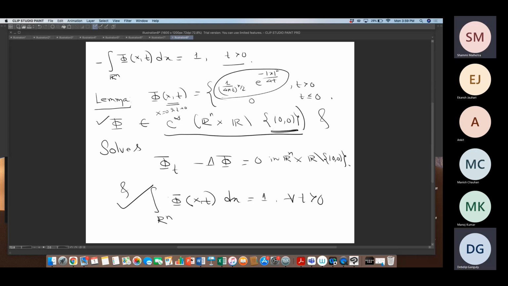Yes, sir. So this is also trivial. And why is this trivial? Who will tell me? You have to tell me why phi t minus Laplacian of phi equals 0 in Rn cross R minus 0. Why?